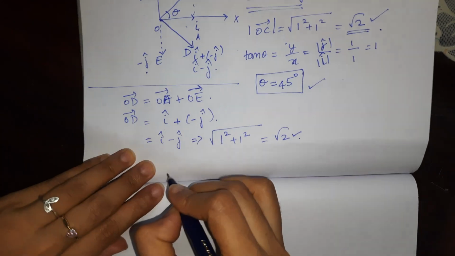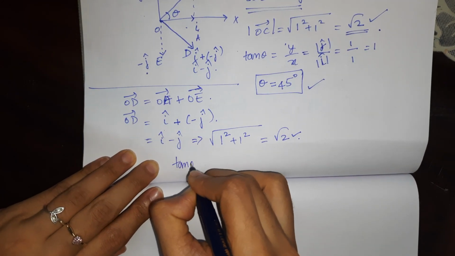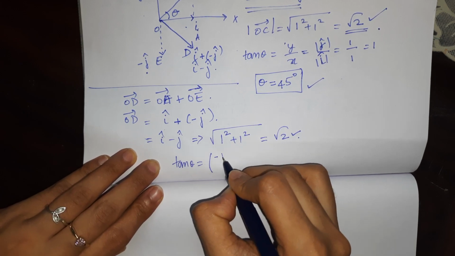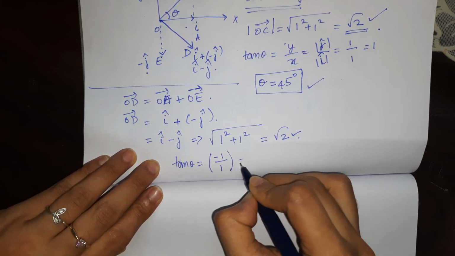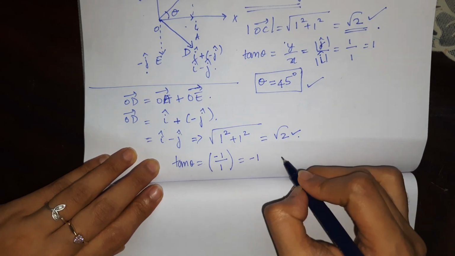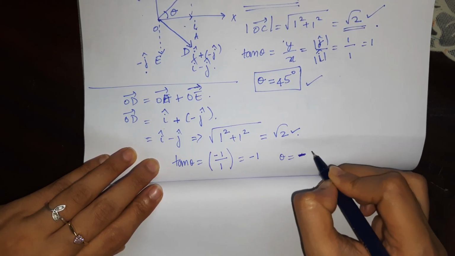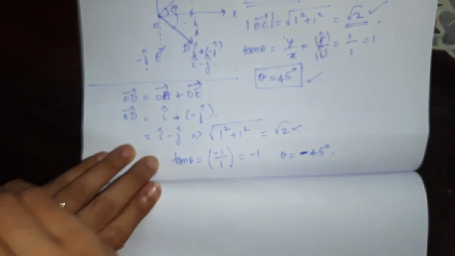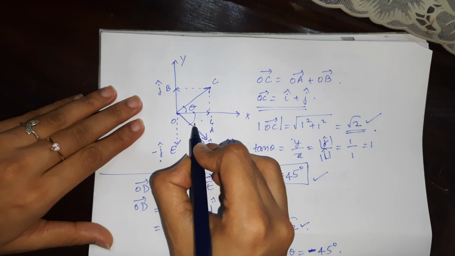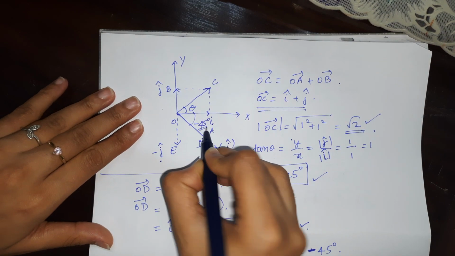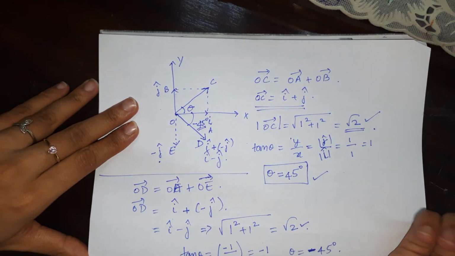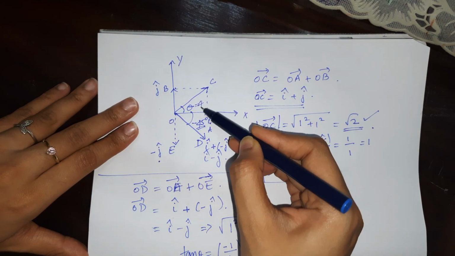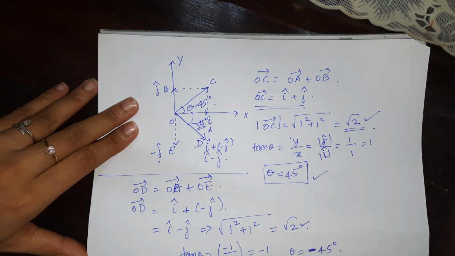So we'll see what the direction is. We have tan theta is equal to y by x, isn't it? So what is the y value? The y value is minus 1 and the x value is plus 1. So tan theta is equal to minus 1, so theta is equal to minus 45 degrees. You can clearly see here your theta value is minus 45. Meaning it is below the x-axis. The negative sign indicates it is below the x-axis, and this angle is plus 45 degrees.